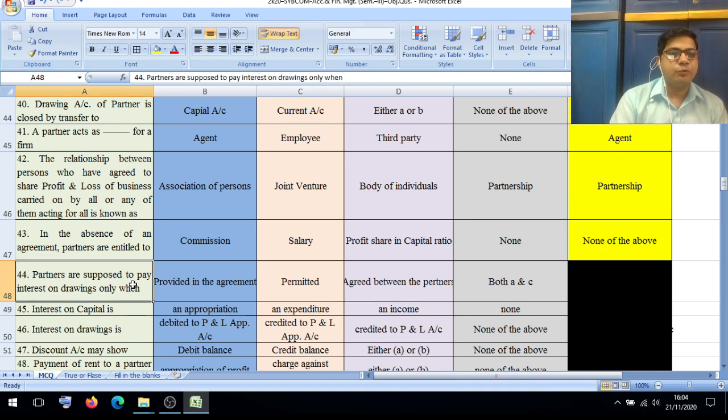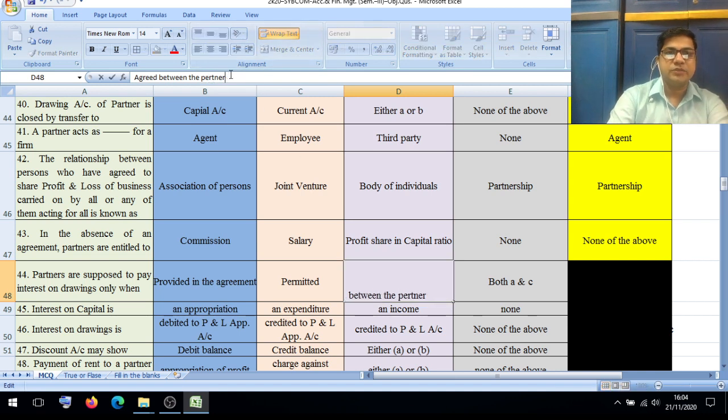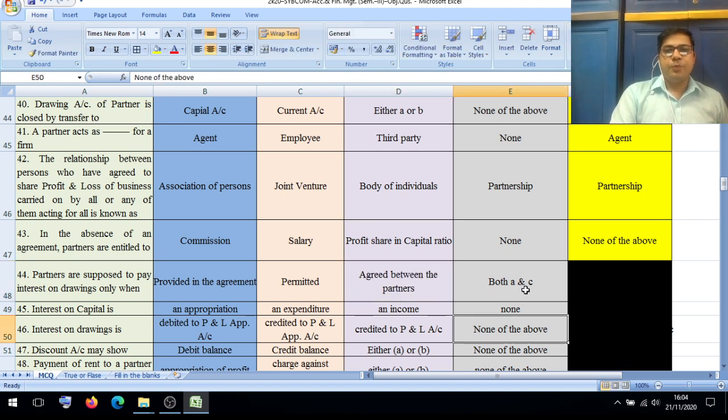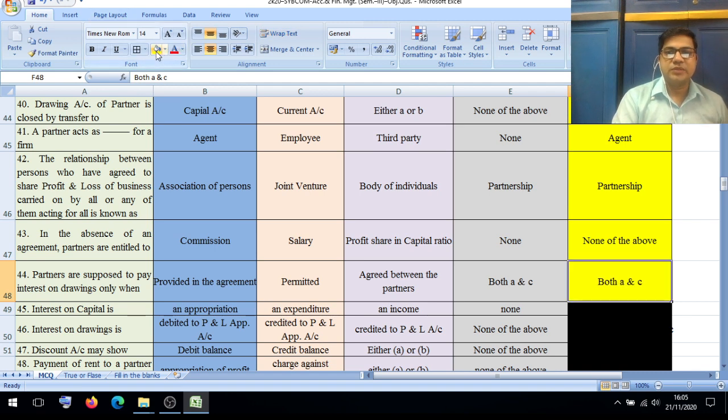Partners are supposed to pay interest on drawing only when provided in the agreement, permitted, agreed between the partners. There is a spelling mistake there. A or B, both. A means provided in agreement and C means permitted. What will be the answer? Answer is A and C both.